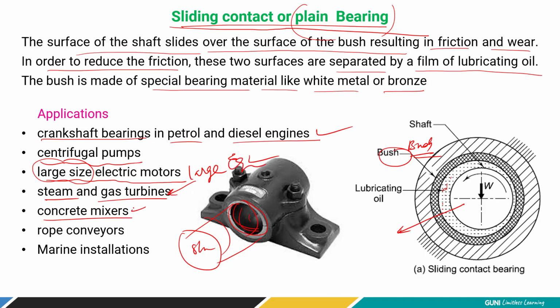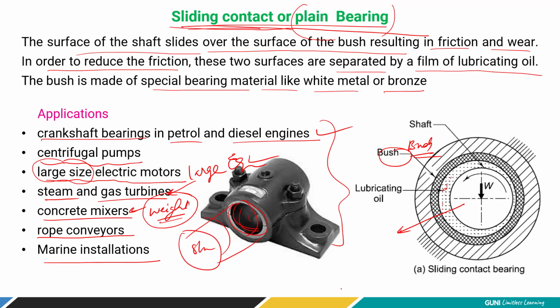Concrete mixers. When you say concrete mixer, it means it has weight, or loading. When you mix one batch of a bag of cement, sand and water, it weighs at least 150 to 200 kg, even more than that, depending on how much you are adding. So it's a heavy structure, a heavy loading. Wherever there is sliding and a requirement of heavy loading support, you are going to use the sliding contact bearing. Rope conveyors and marine installations are also applications where generally the sliding contact or plain bearing is used.